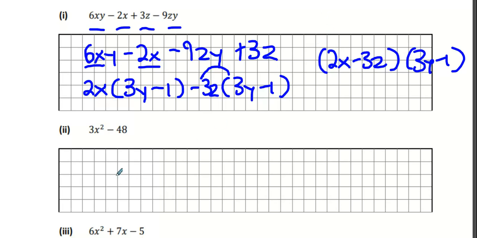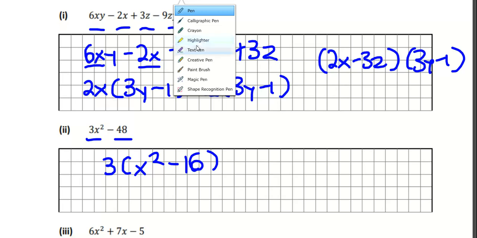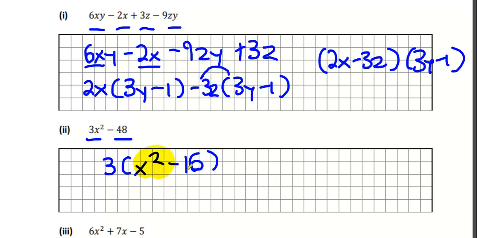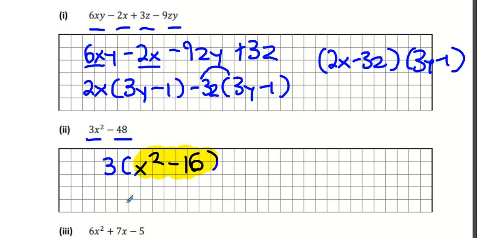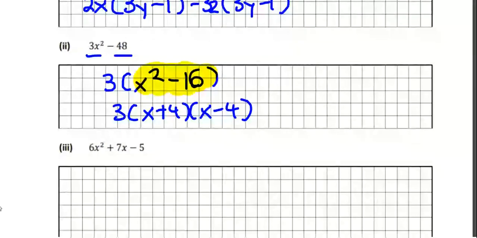Lads, look at this. They're both divisible by 3. So you get 3 into what? X squared minus 16. And as we all know, the difference of two squares. What happens when you do the difference of two squares here? What do you get? 3 into x plus 4 and x minus 4. The difference of two squares. You have to keep the 3 as well. All right.